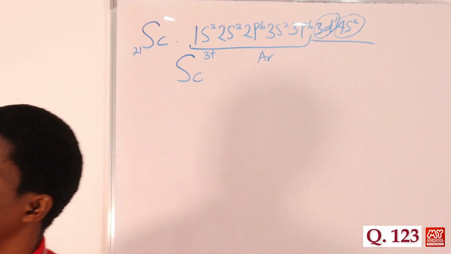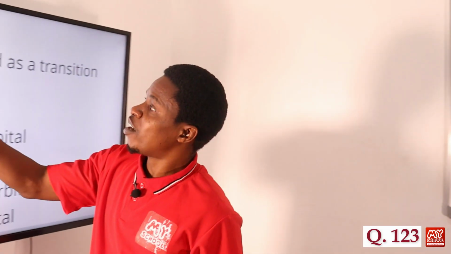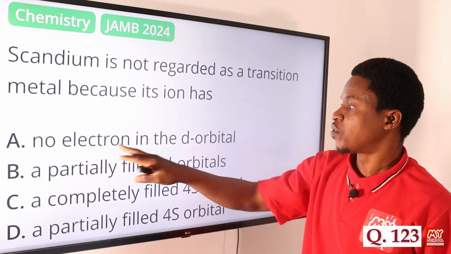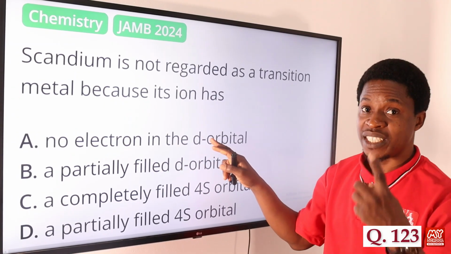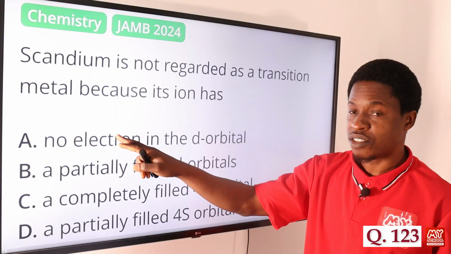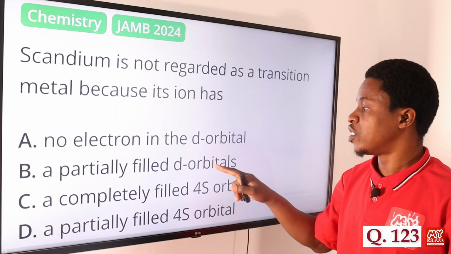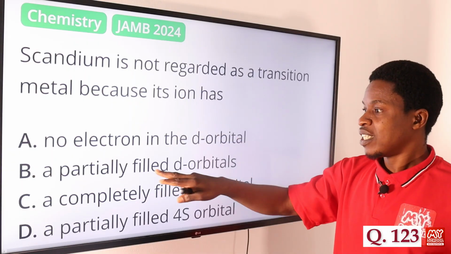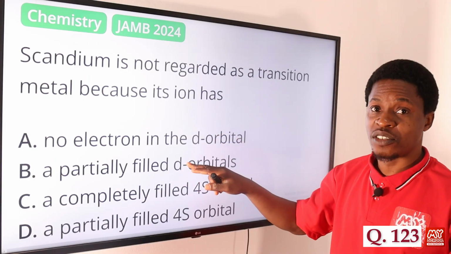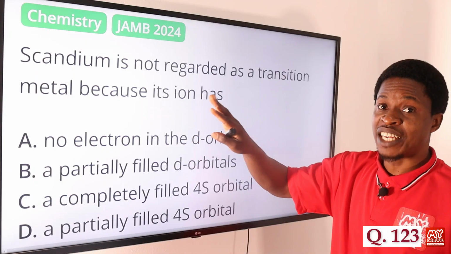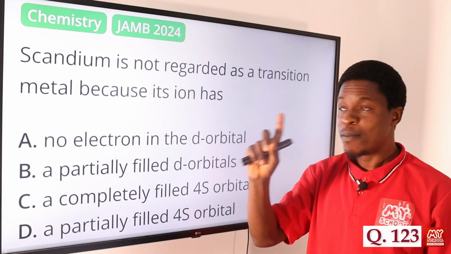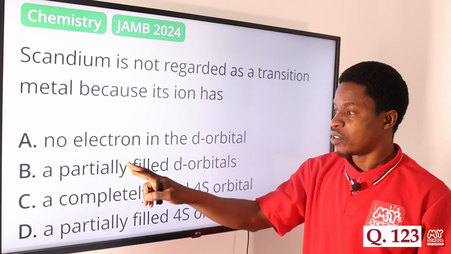Let's move on to the screen now. Scandium is not regarded as a transition metal because its ion has no electron in the d orbital. Yes, ion, that means Sc3+. Option A is correct. Option B, partially filled d orbitals? No, it's an ion. Once it's an ion, it does not have d orbital again. But the neutral scandium atom has partially filled d orbital, it has 3d1, but the ion has none.